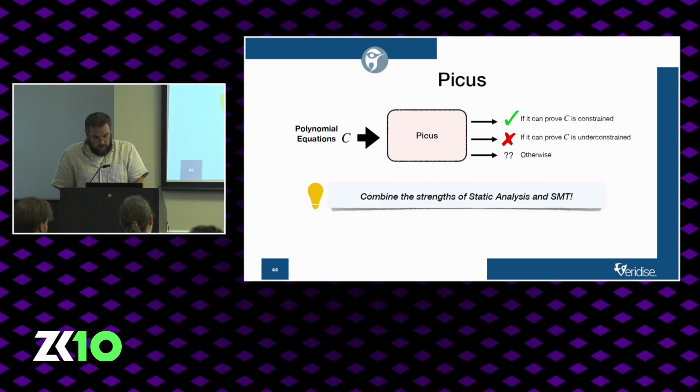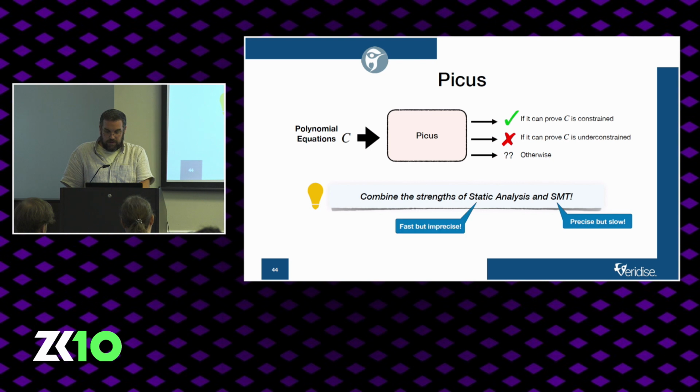You combine the strengths of static analysis and SMT solvers. The static analysis is fast but imprecise, and SMT solvers are precise but slow. This way, you manage to get something that is both fast and precise in some sense.